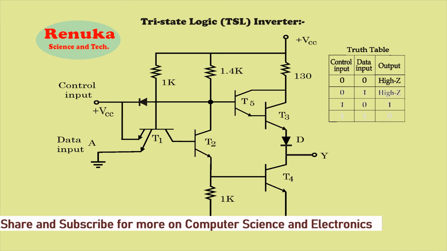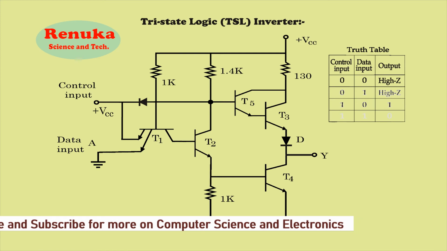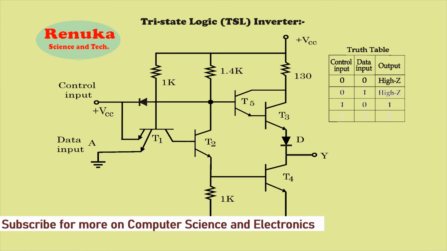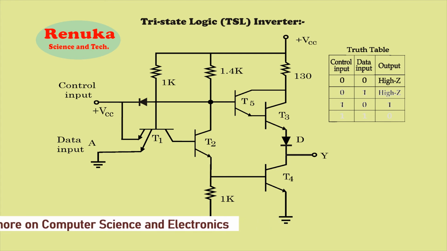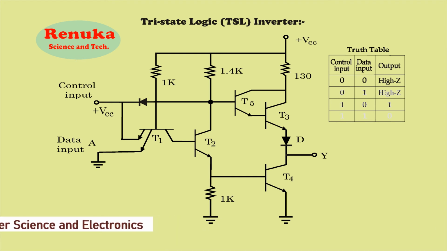So if data input is connected to logic 0, it means that the emitter of transistor T2 is connected to the ground terminal. If it is connected to the ground terminal and the other emitter, that is the control input, is connected to plus VCC, we do not have to bother about this because both the emitters are in parallel and one of them is connected right now to the ground terminal. So current can easily pass through the emitter which is connected to ground, that is through input A.